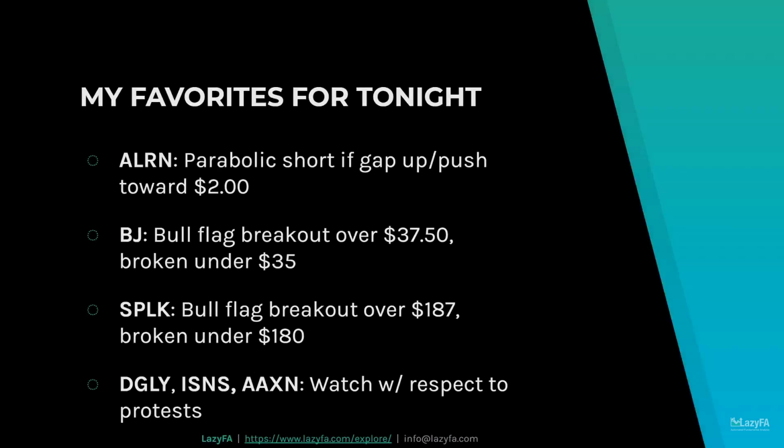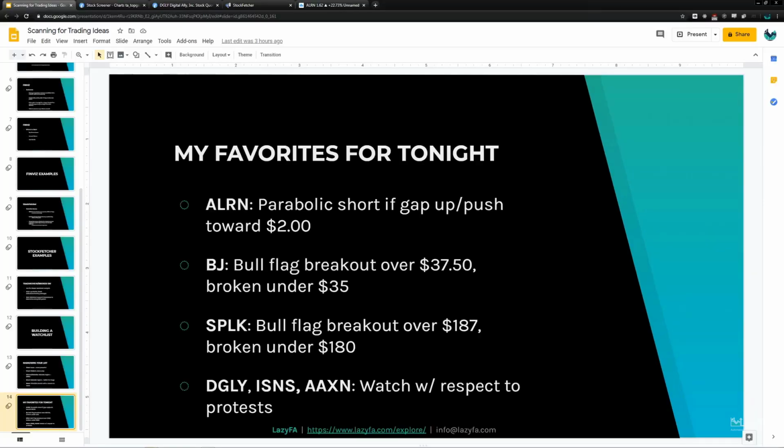So I went through and picked out the ones that I really liked earlier. So I do like that ALRN. I like that as a parabolic short if it gaps up and pushes towards $2. I do like BJ's for that bull flag breakout over 37.50 or 38. And I would call that one broken under around $35.